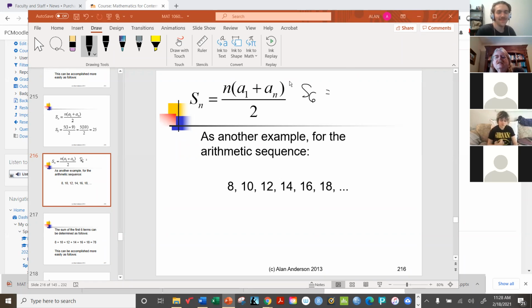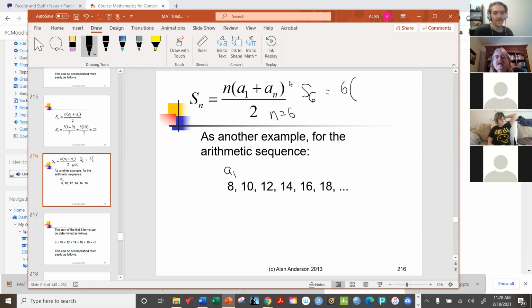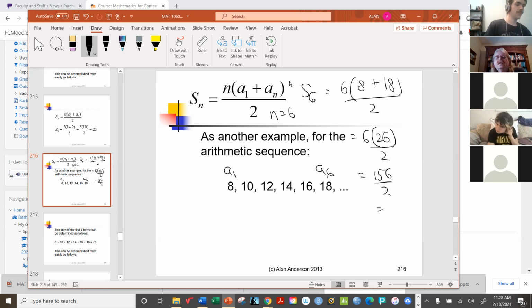Anyway, so you get 6 for n. This is a1. This is a6. So it's 6 times (8 plus 18) over 2. So then you have 156 over 2, 78. And now if you go ahead and add them up, you'll see that it is in fact 78. You don't have to, but you can.